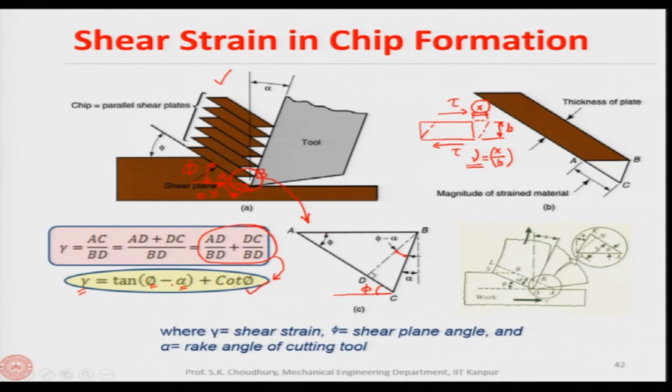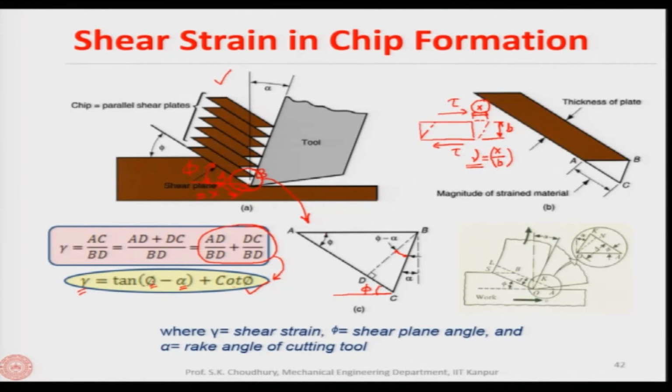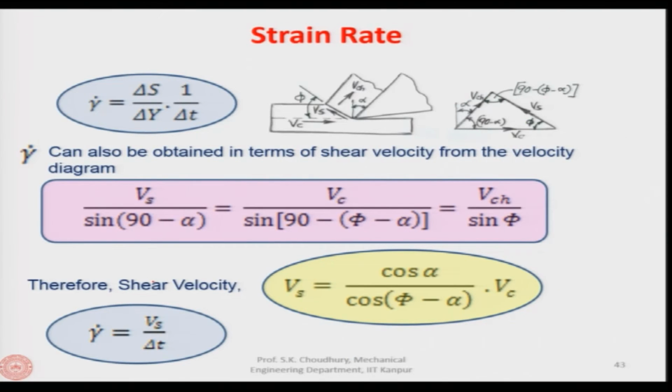This is as easy as that, meaning that analytically you can find out how much strain will be required for machining a particular material if we know phi, and alpha is known because we are using a tool where we know the rake angle of the tool. So we have to know phi only to find out the strain involved in here. Now, let us see how strain rate can be found out. Strain rate has a time component.